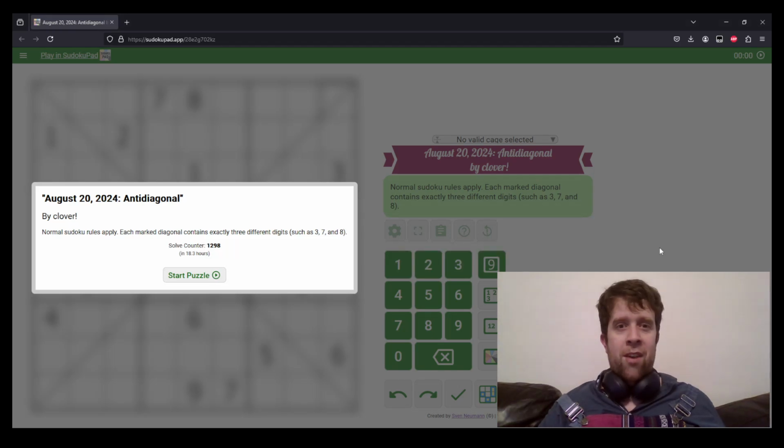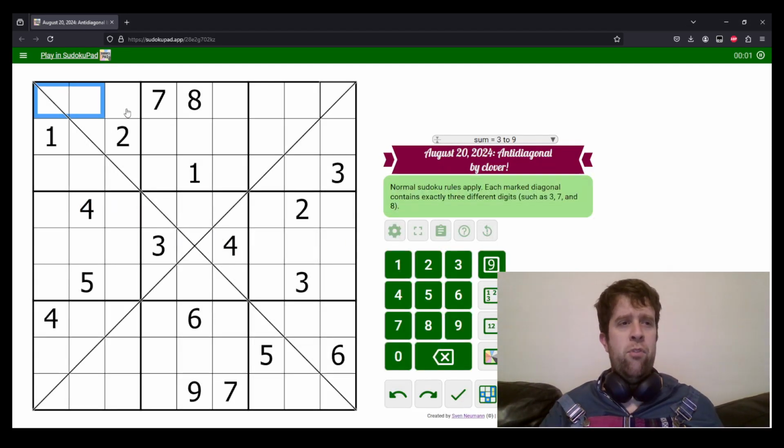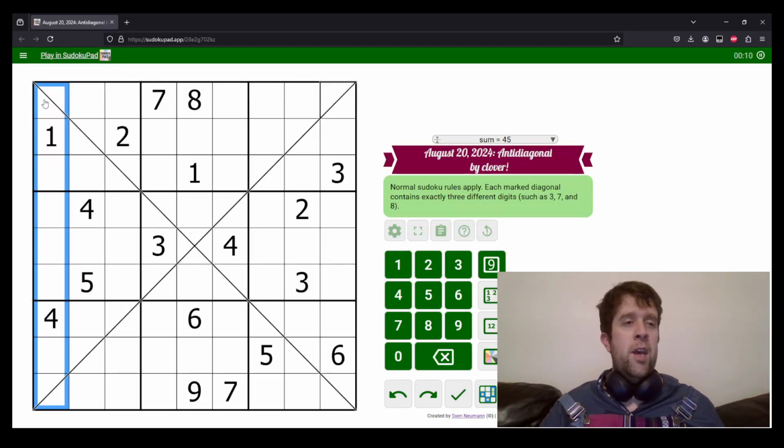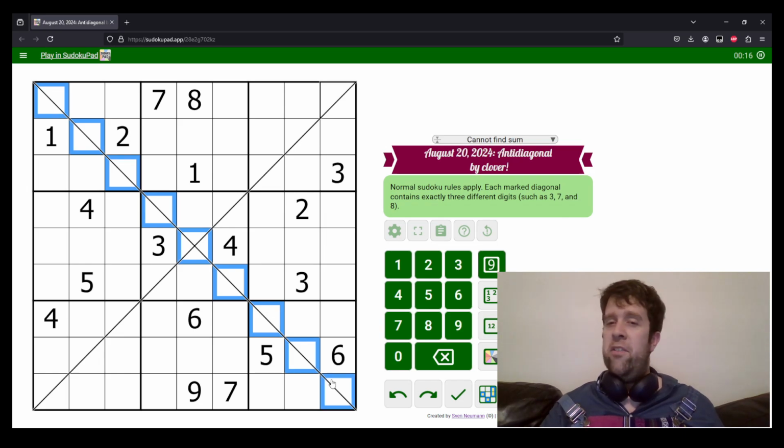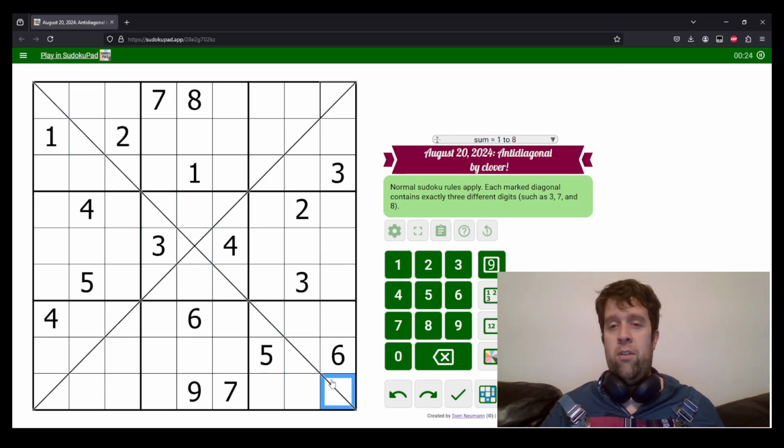But that being said, let's get into today's puzzle. So, normal Sudoku rules apply. Each box, each row, and each column must contain the digits 1 to 9 once each. Now, each marked diagonal, like this, must contain exactly 3 different digits, such as 3, 7, or 8. That's it. That's all you need to know to solve the puzzle.